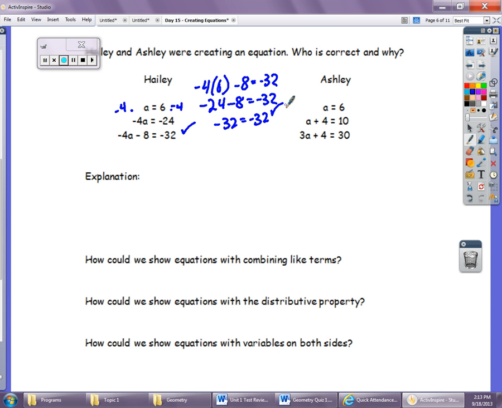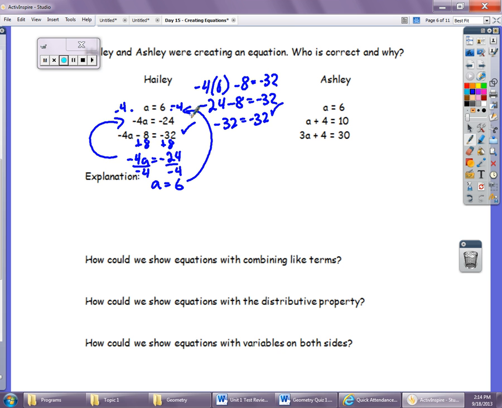Correct. Or we could have solved this one and said plus 8 plus 8. Negative 4a equals negative 24. Once again, see how this step is related to that step. And then we divide by negative 4. A equals 6. And that is our very first step.